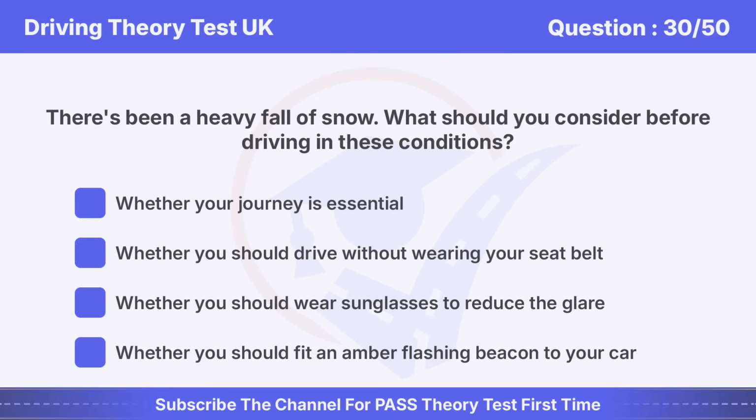Question 30. There's been a heavy fall of snow. What should you consider before driving in these conditions?